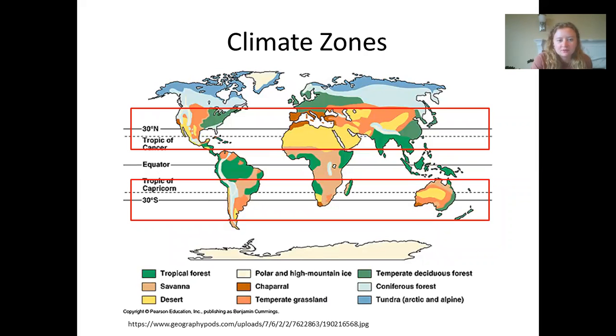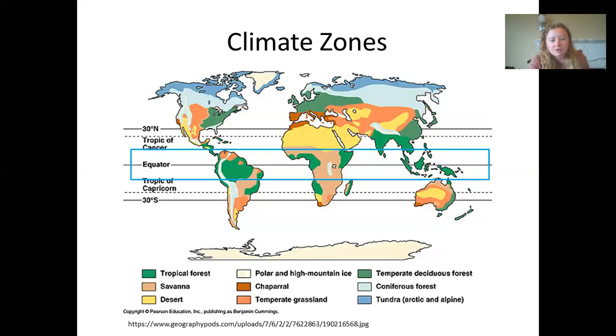In the northern section, one of the largest deserts in the world, the Sahara, is included within this box. And in the southern section, Australia, the desert in Australia, is included in this box. So basically, just within these two regions, there are a lot of large deserts.